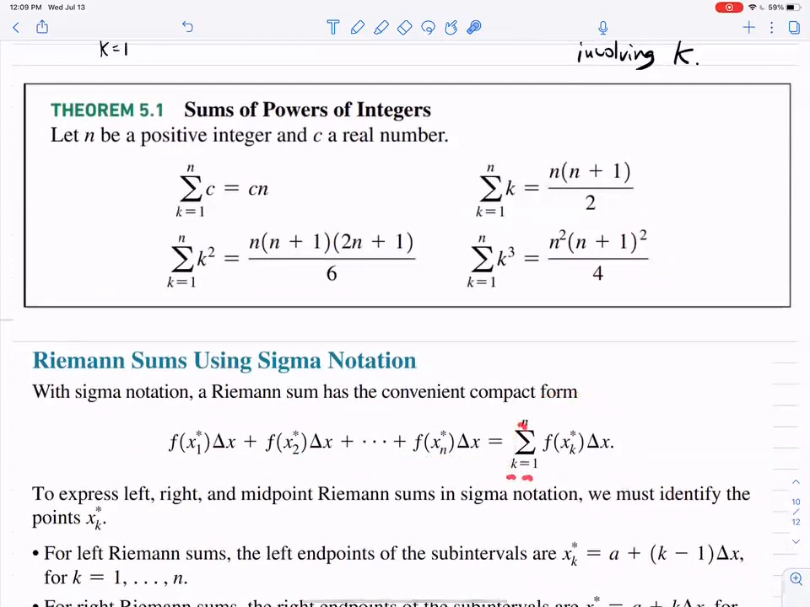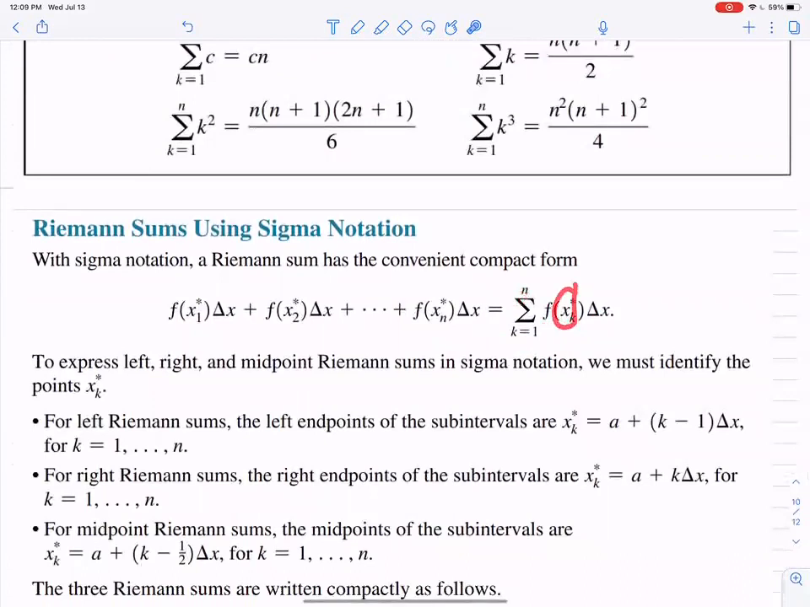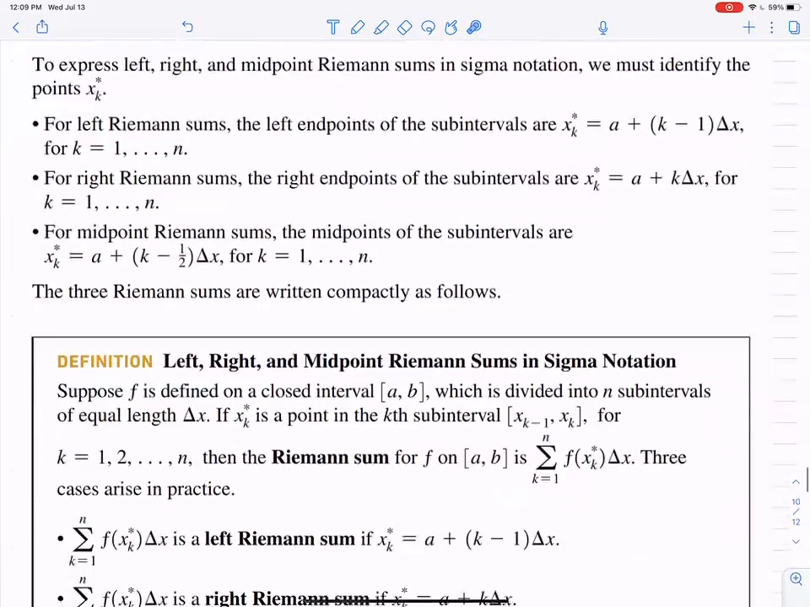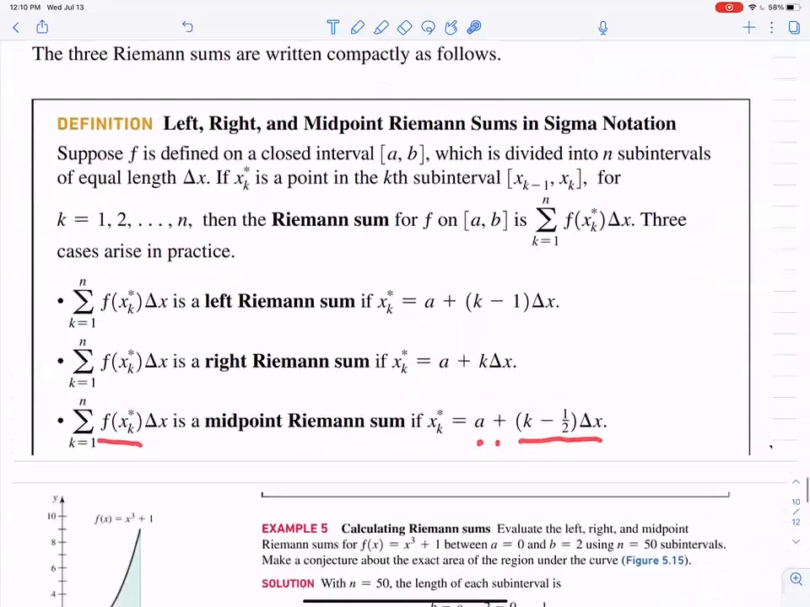So for k equals 1 to n, f of x sub k star times delta x. Depending on what x sub k star is, we can write the Riemann sum using sigma notation in very different simple ways. For a left Riemann sum, this is the formula, where x sub k star is just a plus k minus 1 delta x. For a right Riemann sum, they're all the same; these are always going to be the Riemann sums, it's just changing what x sub k star is. For a right Riemann sum, x sub k star is a plus k delta x. And for a midpoint one, it's a plus k minus 1/2 delta x.